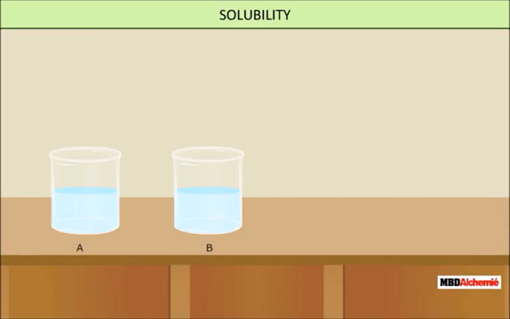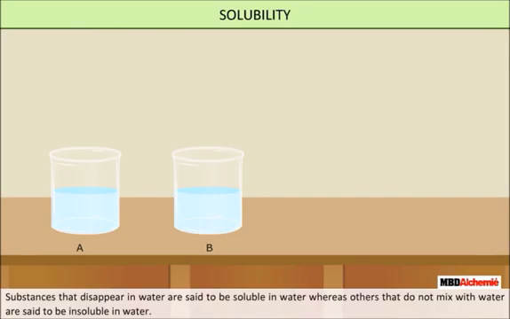Solubility of materials in water. Substances that disappear in water are said to be soluble in water, whereas others that do not mix with water are said to be insoluble in water. The solubility of sand and sugar in water is shown in the animation. Solubility of sugar and sand in water.